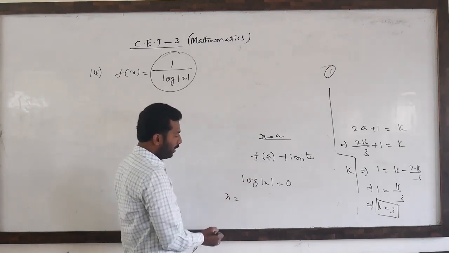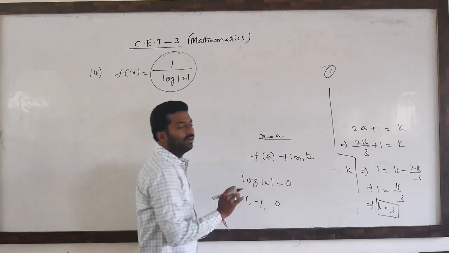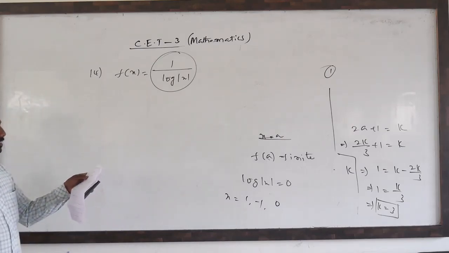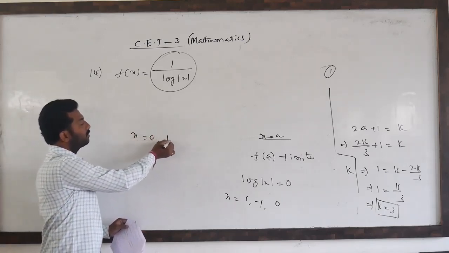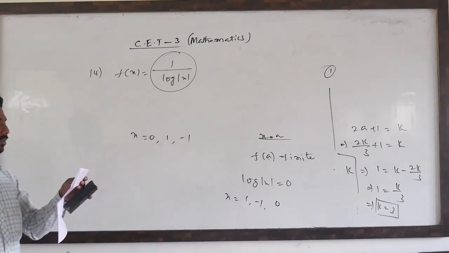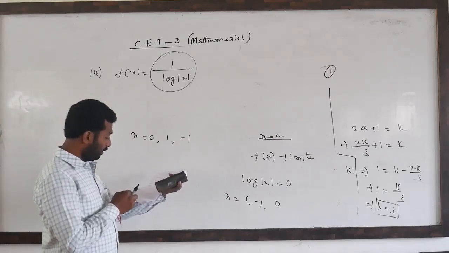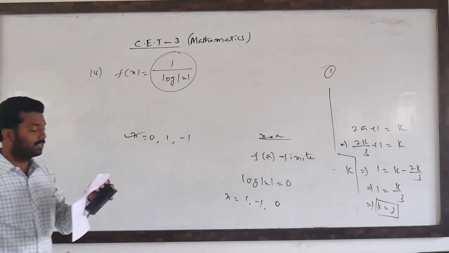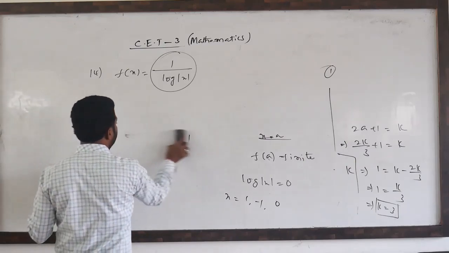So you observe whether x equal to 1 or minus 1. Log 0 means not defined. So how many points it is discontinuous means x equal to 0, x equal to 1, minus 1. So at 3 points this function is discontinuous. So which option? 14th, third option, right? So at 3 points this function is discontinuous. Because log 0 is not defined, so that one also we are eliminating.